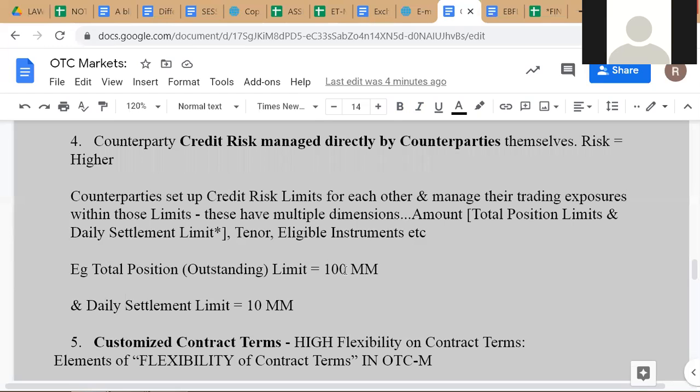Okay, so you don't have the entire 100 million maturing in one day. You limit your daily settlement exposure. So if there's any problem with Airtel, then on a particular day you can only lose 10 million, because your settlement limit is 10 million. So this is something you should understand.